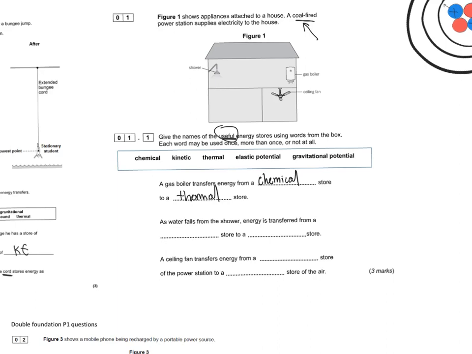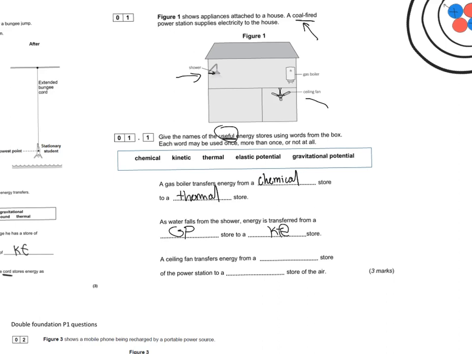Now there's another example, in terms of the shower. As water flows from the shower, energy is transferred from, so the water is high up. If the water is high up, that means it's from the gravitational potential store of the water to a kinetic energy store of the water.